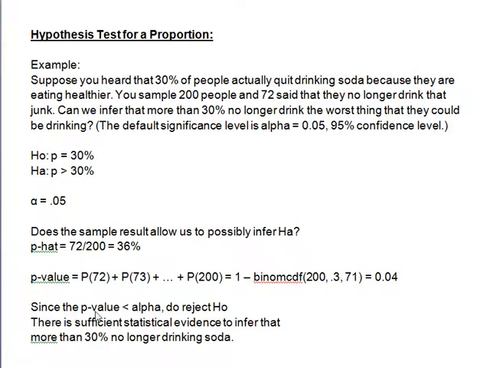Okay, so since the p-value is less than alpha, do reject H0. There is sufficient statistical evidence to infer that more than 30% no longer drink soda. Hallelujah. Definitely don't drink soda.